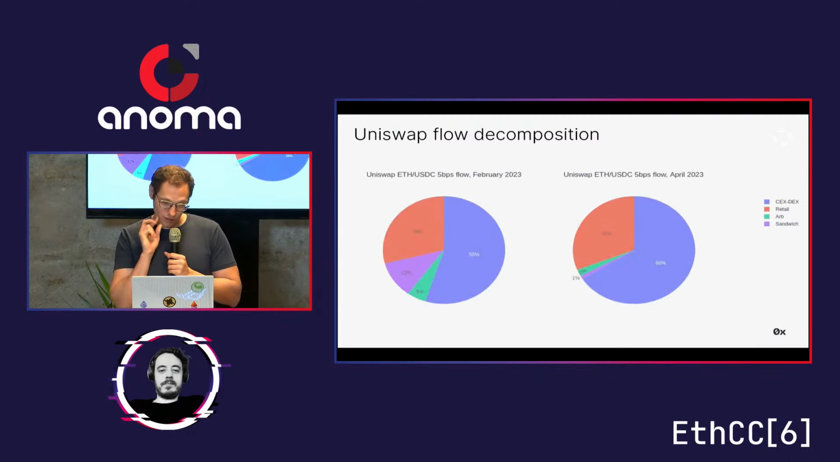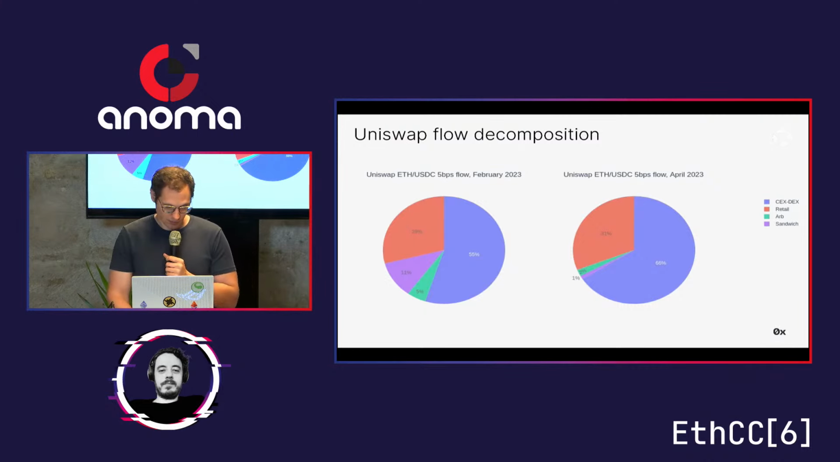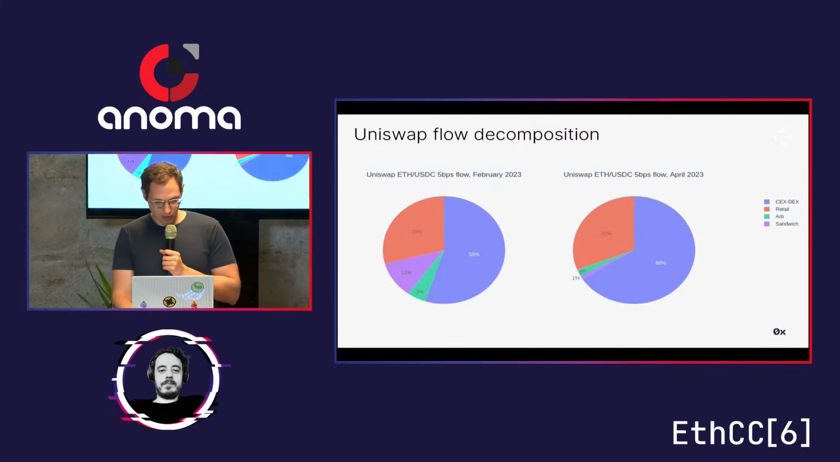If you look closer, you can get the decomposition of the volume in this pool. And you can see that it consistently is about 50%. It gets up to 70. I picked these 2 months for a very particular reason that I'll describe. However, most of the volume, the blue one, is just centralized to decentralized arbitrage and these few entities that are consistently making money off their trades.